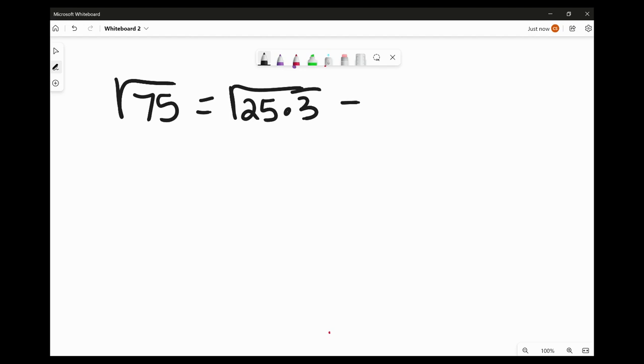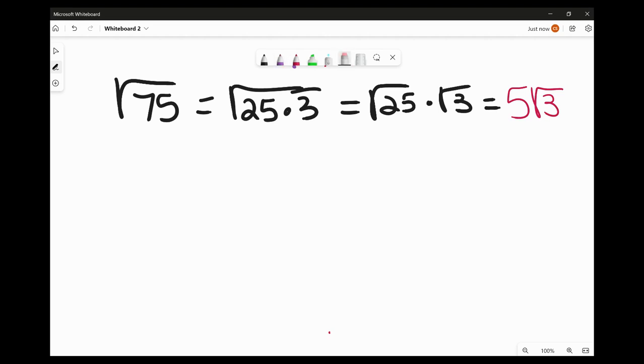Now, some of you may see right here, you can write it this way: the square root of 25 times the square root of 3. And we know the square root of 25 is 5, and the square root of 3 can't be simplified anymore. So you might know it that way, but I'm going to show you right down to the wire in case you need to know a little bit more.